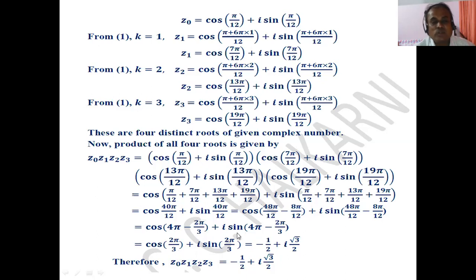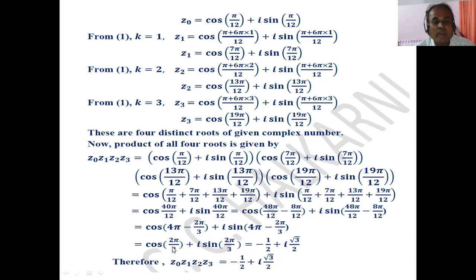Here there is also sine 4 pi. Sine 4 pi is 0, so the first factor is 0, and 0 into cos 2 pi by 3 is 0. Minus cos 4 pi, which is 1, into sine 2 pi by 3. So this is minus I sine 2 pi by 3. And therefore the value is cos of 2 pi by 3 minus I sine 2 pi by 3.